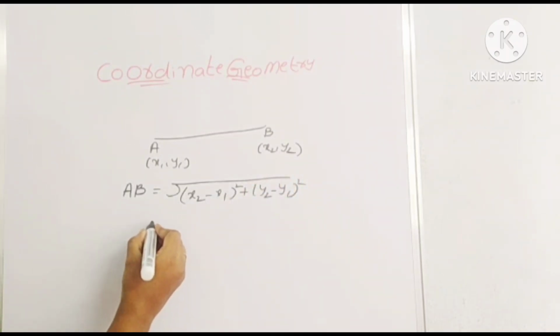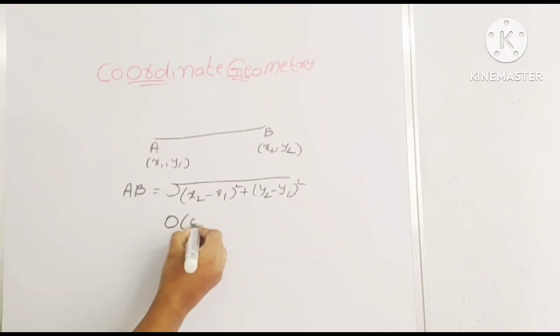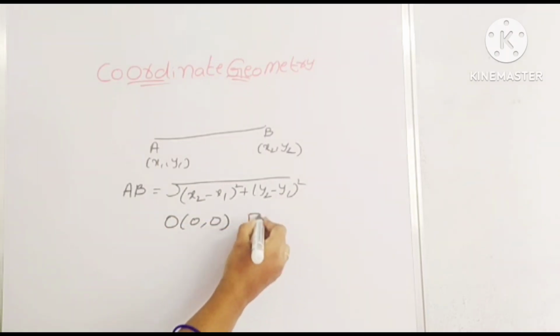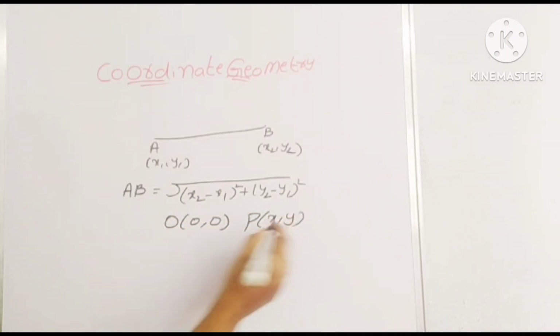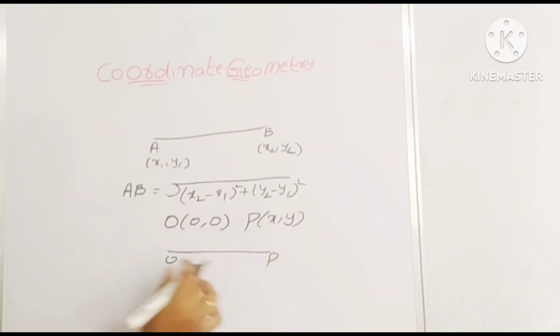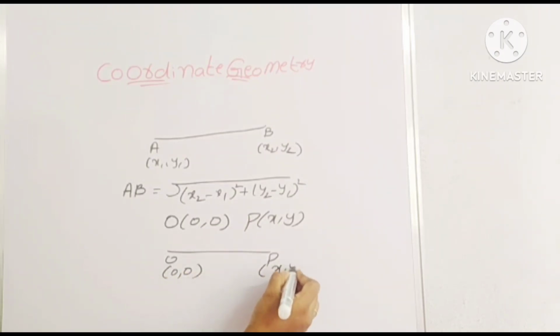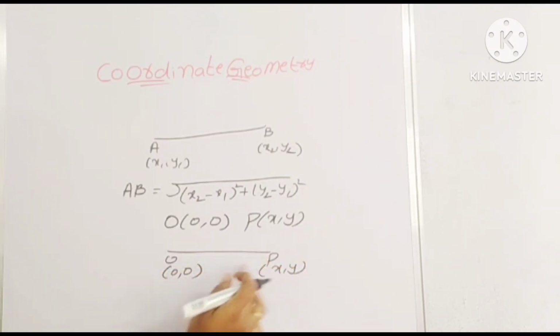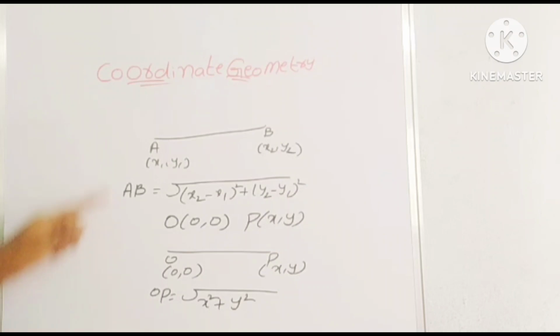And the distance between the origin 0, 0 and the point P x, y. Now we have to find out the distance OP. O is the point 0, 0 and P is the point x, y. OP is square root of x square plus y square. This is the distance formula between the 2 points.